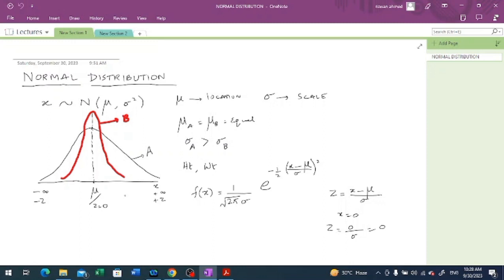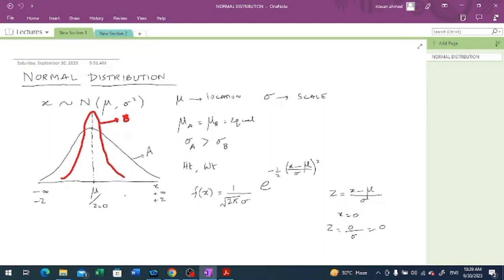So over here, curve A I have drawn is a symmetric curve that has a center at mu. Therefore, its mean, median and mode lie at the same position because the curve takes its highest position at the same point as well. So mu helps us to identify the location of the center of the curve, therefore we call it location parameter.